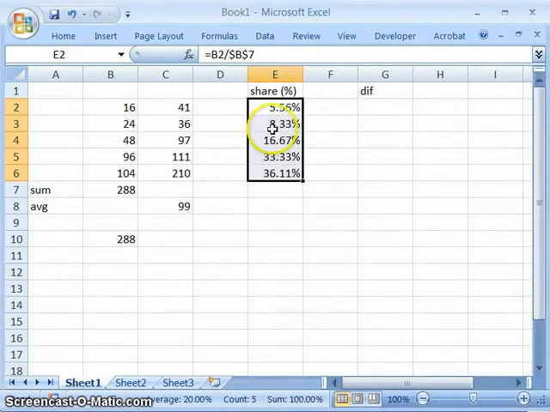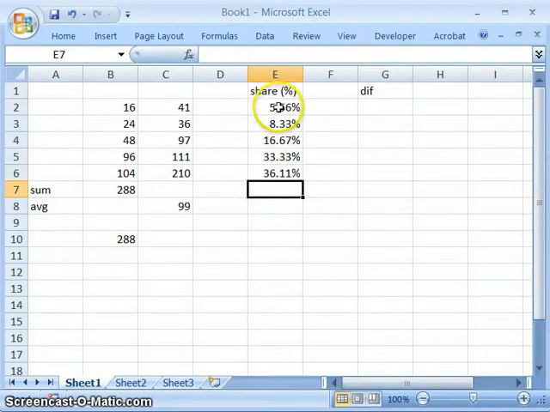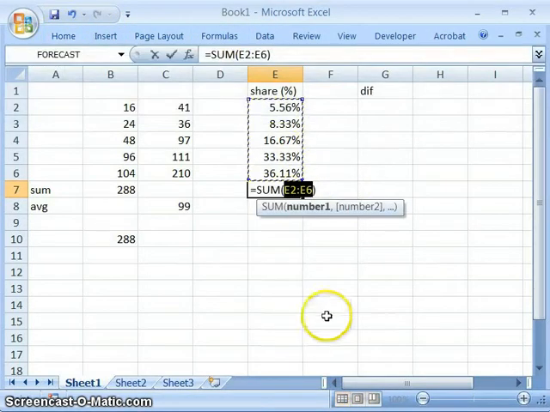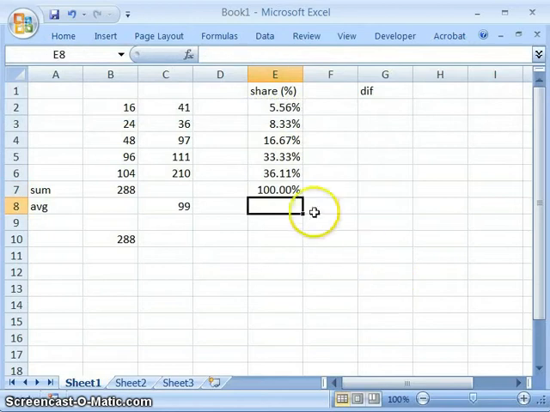So you see that that's there, and now I'm going to add these cells and see what we get. So we're going to do sum of those cells, hit enter, it's 100%.